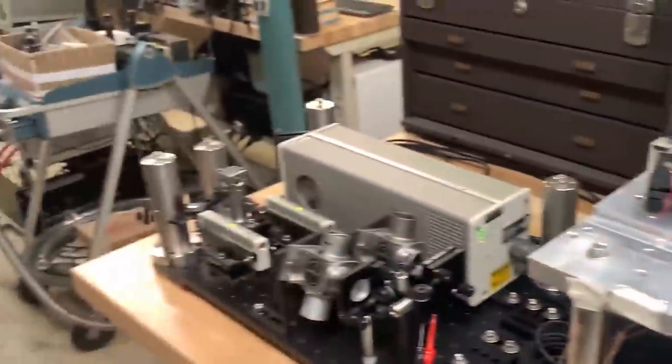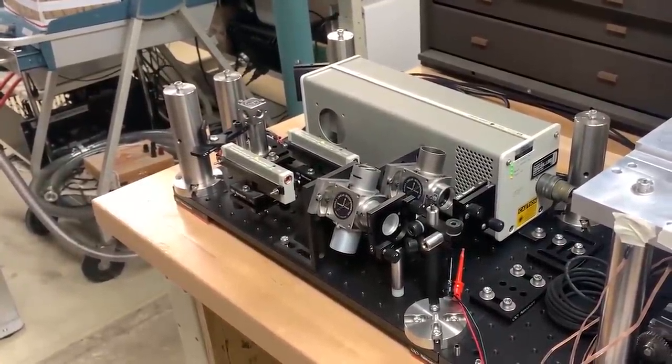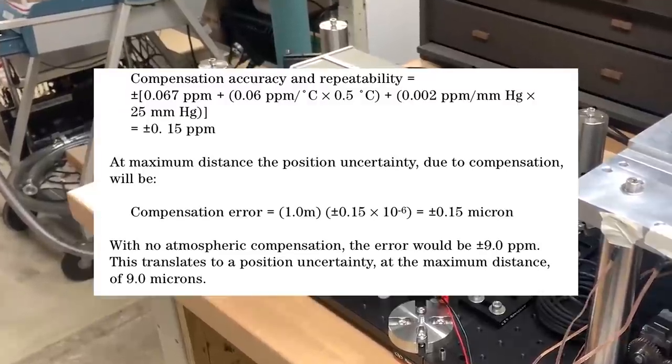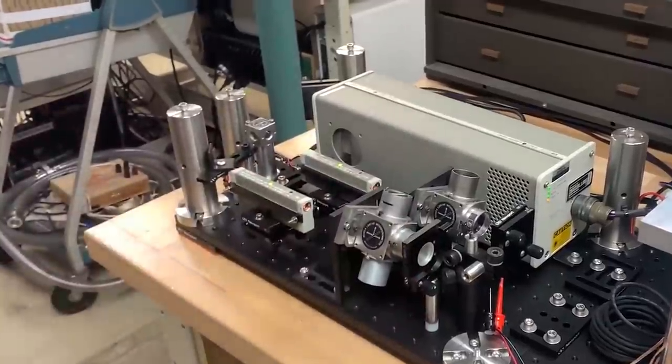It's not only vibration that'll screw up this kind of measurement. Also, if I put my hand near it or if I breathe on this for any period of time, it'll warm up the air around it, change the pressure, humidity, and temperature, which changes the wavelength of the laser and totally screws with our measurement.